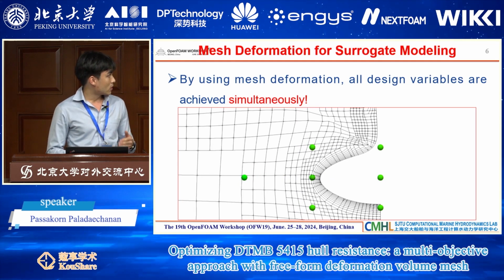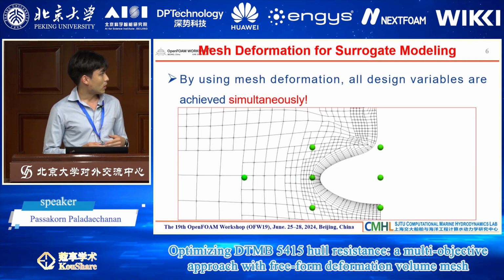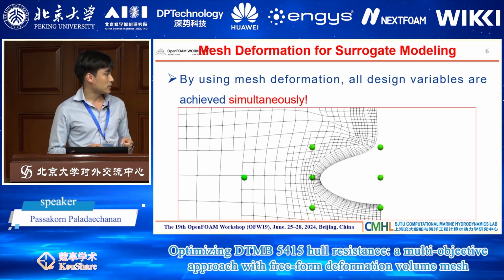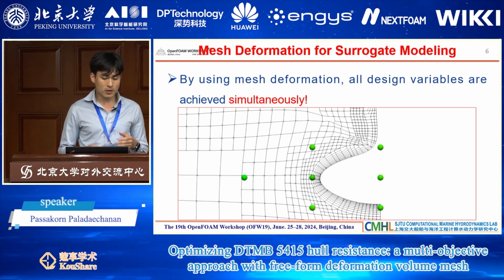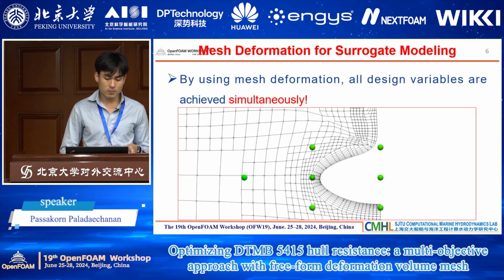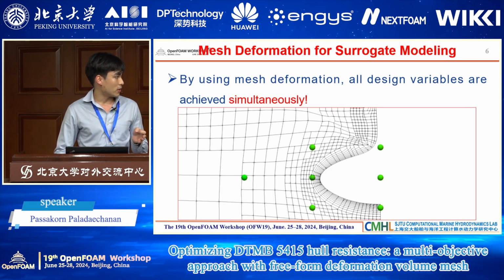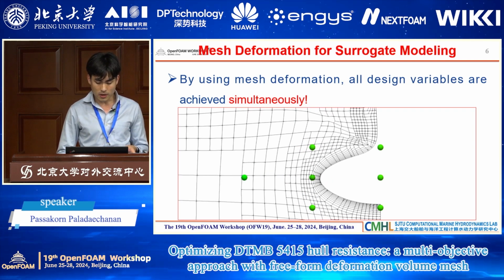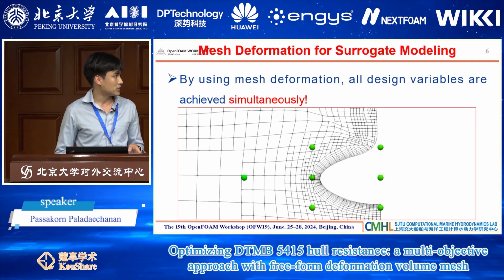So we propose a method of mesh deformation for surrogate modeling. This method deforms the mesh directly. We only generate the mesh the first time, and then we use a deformation method in order to deform the mesh directly. So it will help us to decrease the time for generating the mesh.